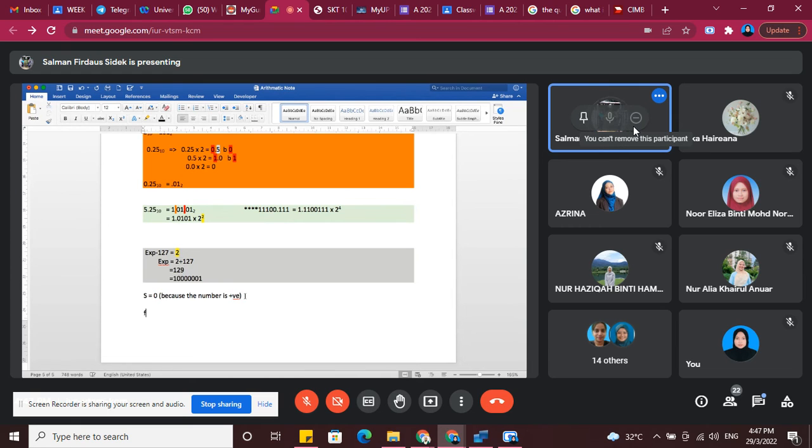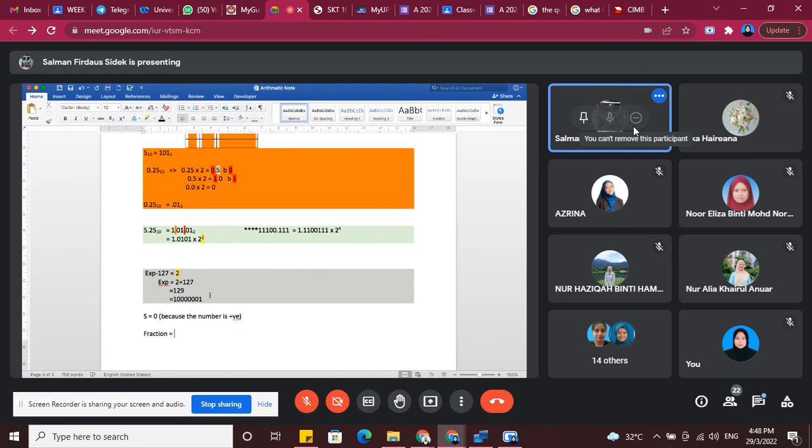And then fraction, you just take it from here, from the green one. After you move the point to the front, you take the digit before the point form. Take the digit after the point. So 0101, we just take it. I put this color as, what else, purple, yellow, orange, blue. So I take this blue, I put it here.